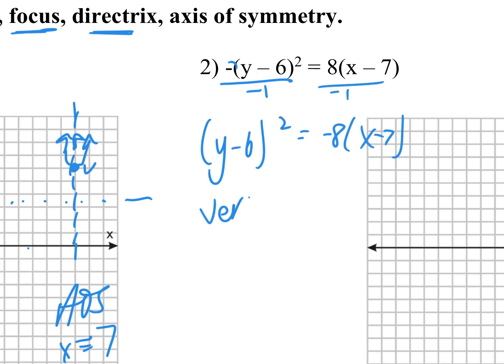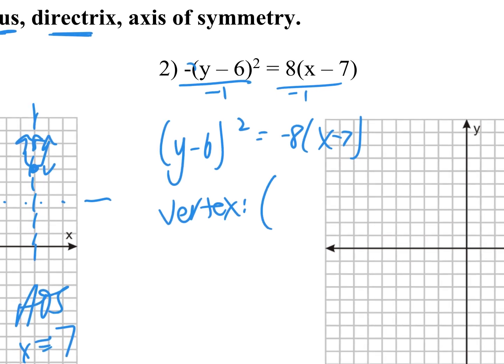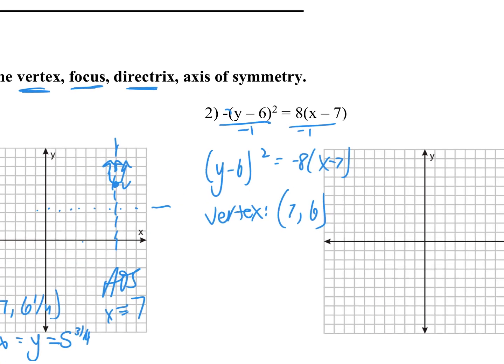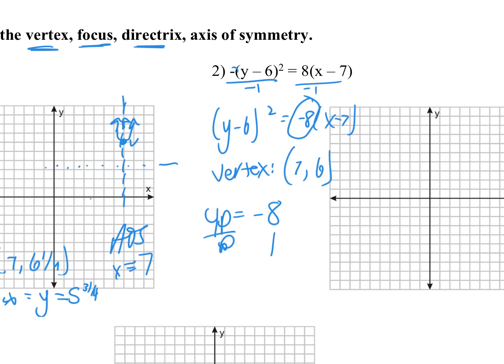So if we're going to identify the vertex here, what is the number that is with the x? That would be 7. What is the number that's with the y? That's going to be 6. So my vertex is at 7, 6. When I think about my p-value, I'm going to say 4p equals negative 8. So I'm going to divide both sides by 4, and I get p equals negative 2.